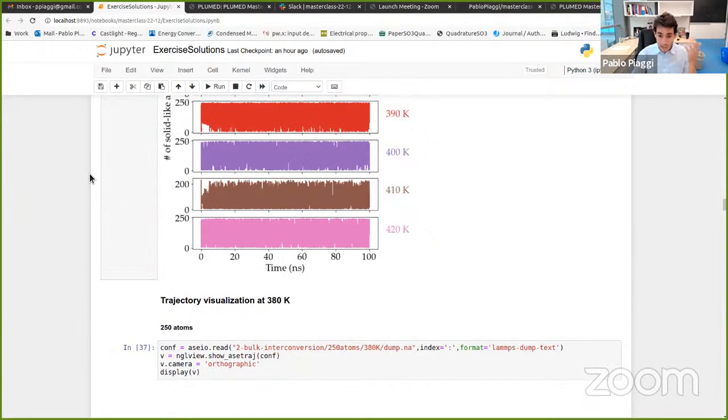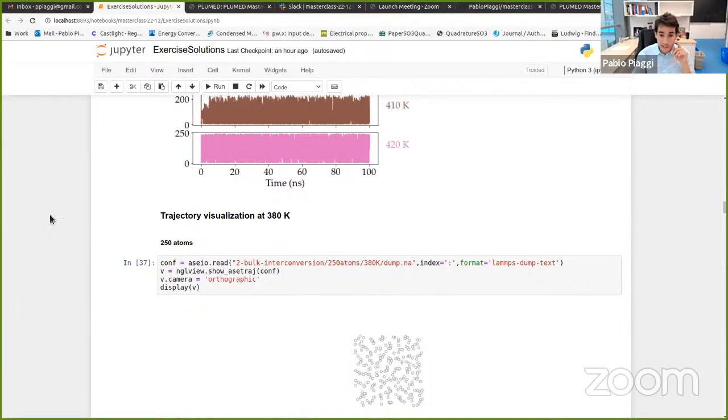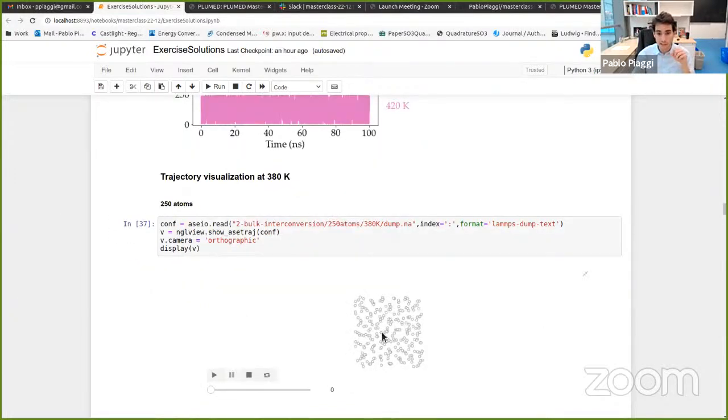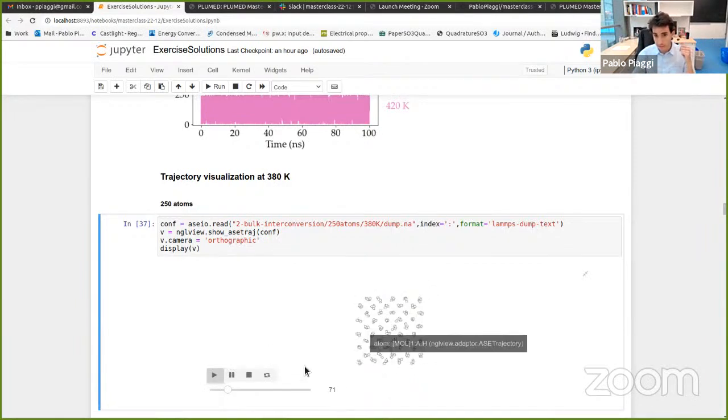Of course, it's nice to visualize the trajectory and see what's going on. So let's do that for the system of 250 atoms. That is the one that I suggested to study in the tutorial. There you see we have the atoms moving around in the liquid as usual, and then they form the solid. That's the BCC solid.